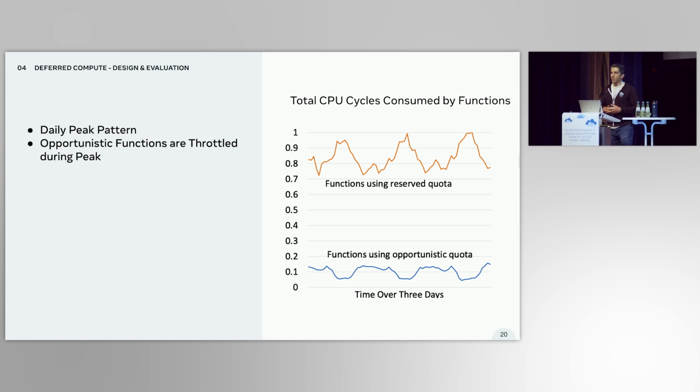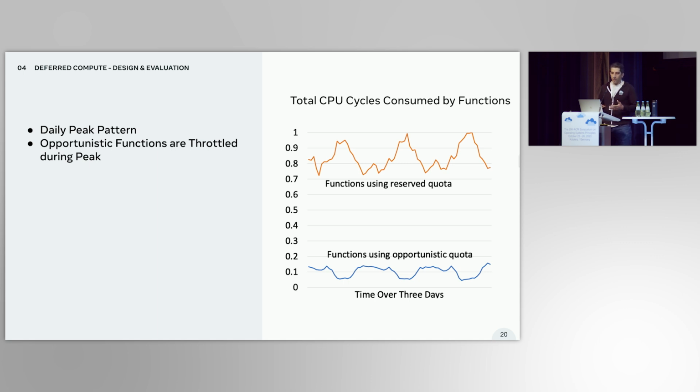Now, let's look at some of the results in production. The chart on the right side shows the total CPU cycles consumed by functions. In orange, we're showing this metric for functions using reserved quota, and in blue, we have this for opportunistic functions. And this is a plot over 3 days. As you can see, the reserved functions consume the majority of the CPU resources in the system. But you can also observe that there is a daily peak here. There are a few hours when the majority of our resources are used by these functions.